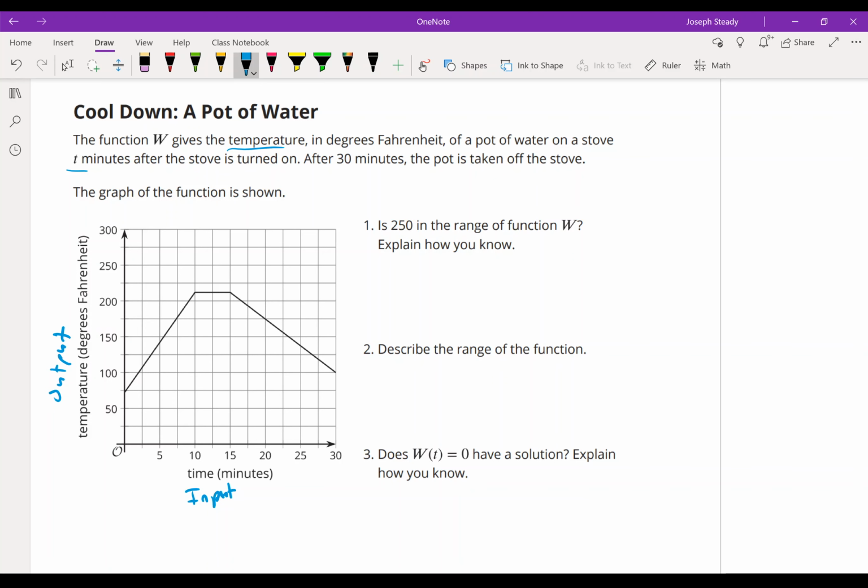First, we are asked, is 250 in the range of function w? Well, I know that range is talking about the possible outputs, so I need to see, do I have an output, in other words, do I have a temperature that hits 250 in this function? And I can look here and I can see 250 is up here, but my graph never gets up to 250. So 250 is not in the range of the function w. The temperature never gets that high.